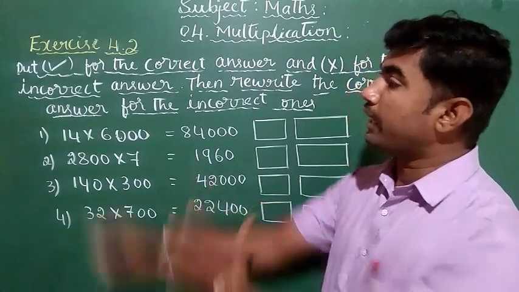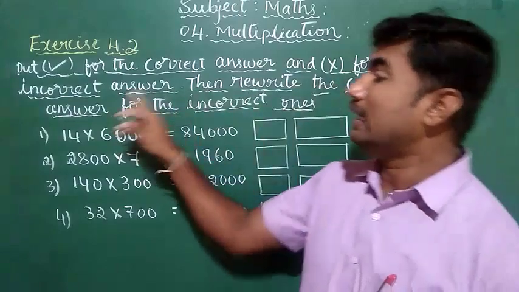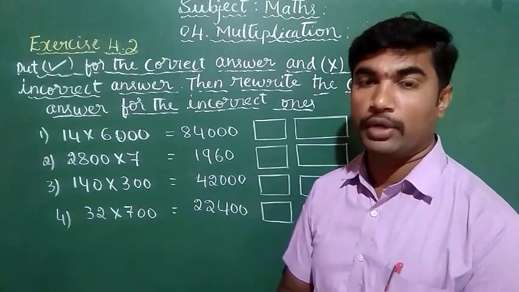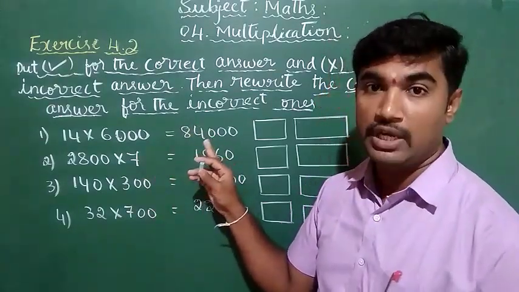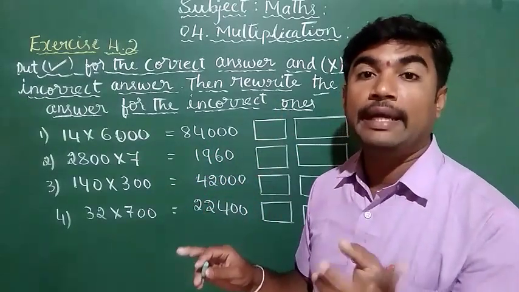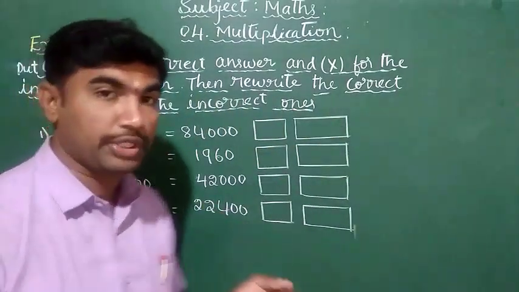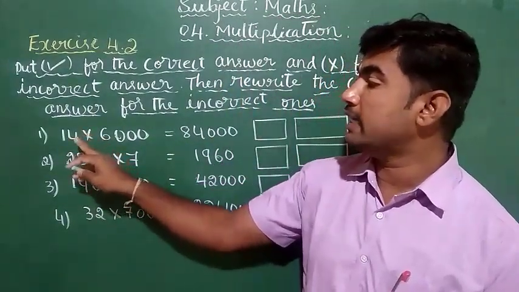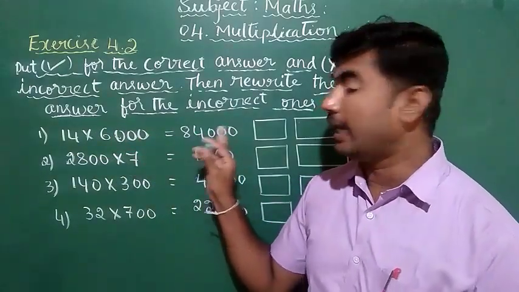Here, what is the question? Put a right mark for the correct answer and a wrong mark for the incorrect answer, then rewrite the correct answer for the incorrect one. We need to put the right mark if the answer is correct. If it is wrong, we need to write the wrong mark and make it a correct answer. I will explain 4 questions, and the remaining 2 you try to solve in your textbook itself. The first question is 14 into 6,000 equal to 84,000. Is this right or wrong?